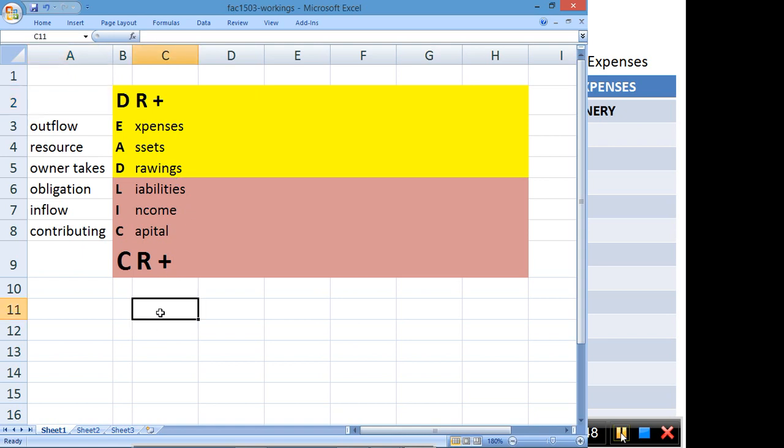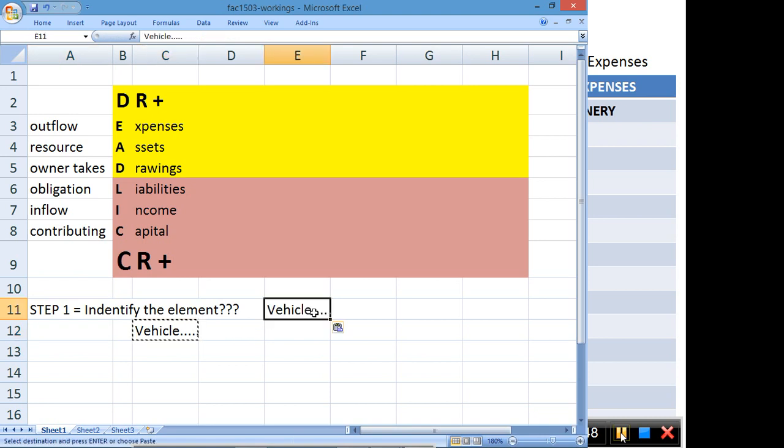Okay, so this is where we're going to go with this. If I'm looking at a vehicle, the first step is to identify, let's write this down. This is extra notes that you can maybe look at. Step 1, identify the element. We'll just apply it to this simple example, a vehicle. So step number 1 is to know what it is.